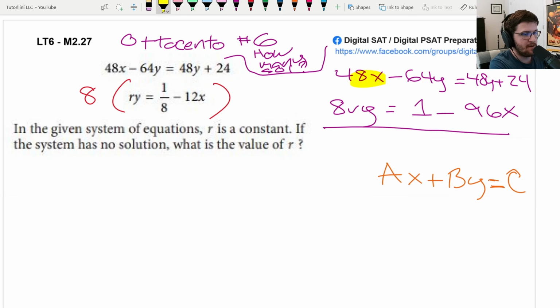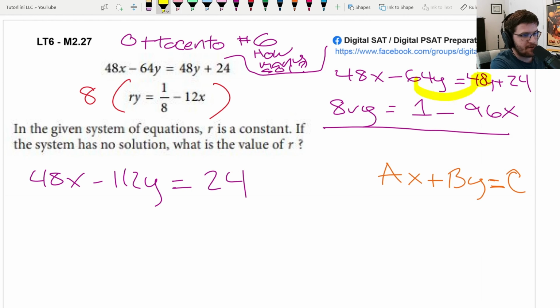So the first one I'm noticing, the x, this is nice. I like that. But I don't like where this guy is, so I'm going to move him to the other side. To do that, we're going to subtract 48y from both sides. So we get 48x, what's negative 64 minus 48? Negative 112y equals 24.